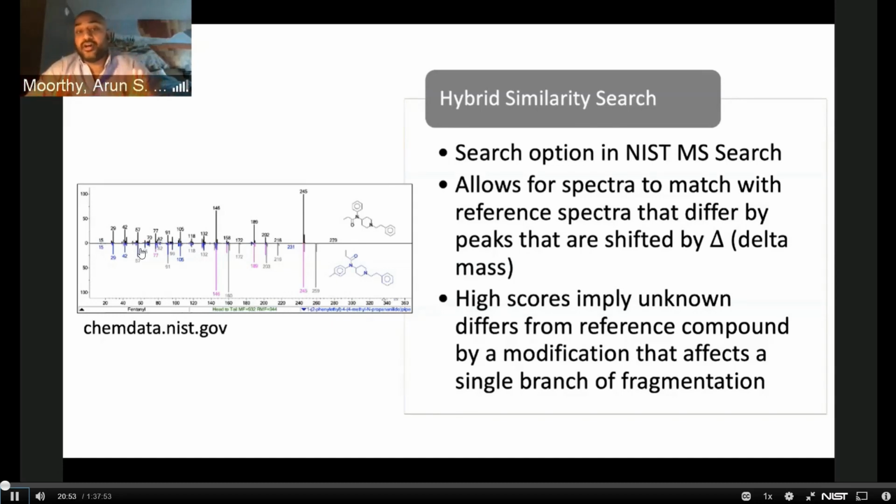And that really gets you 60% of the way there. If you know that your compound, your unknown, differs from a library compound by one modification, and you know the mass of that modification, you've really made a lot of progress in your ability to identify that unknown.